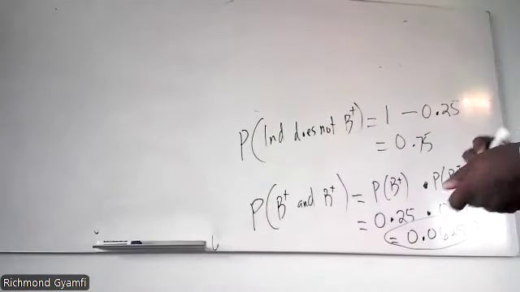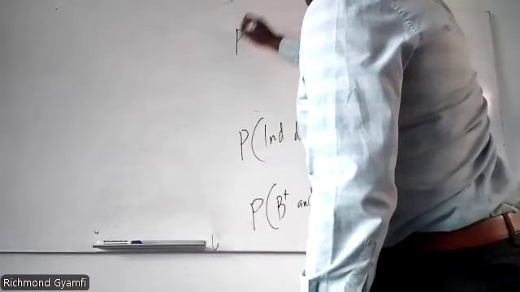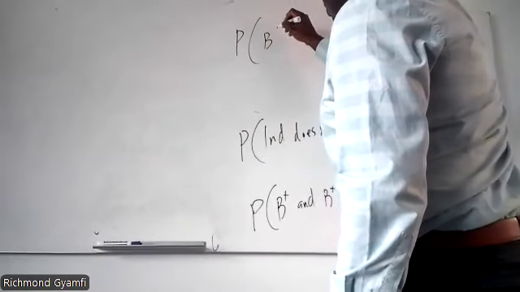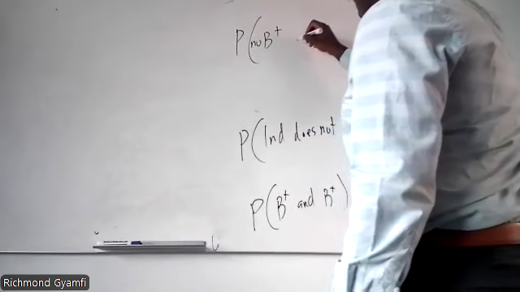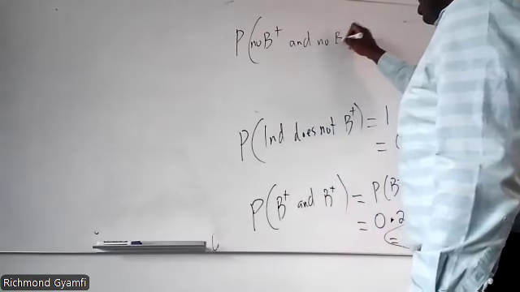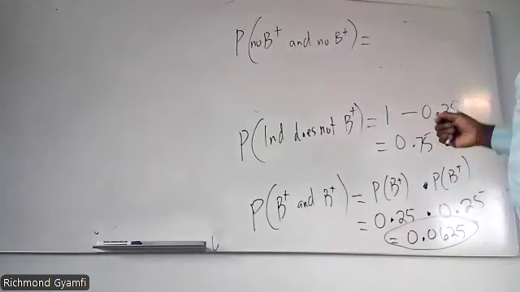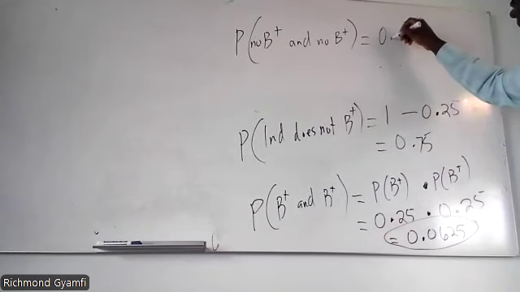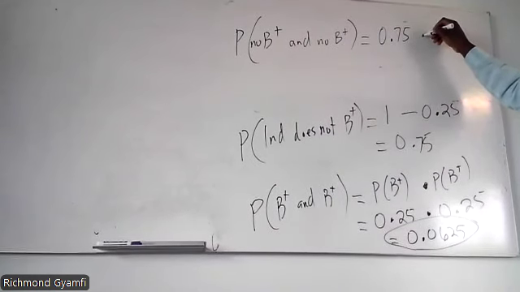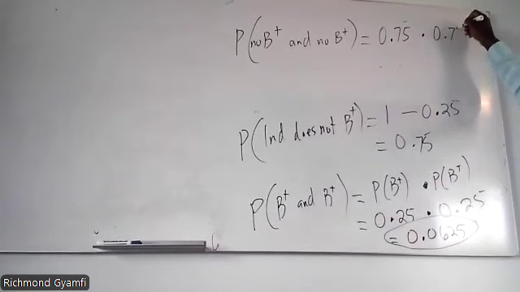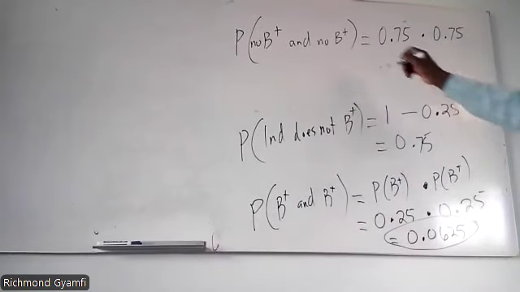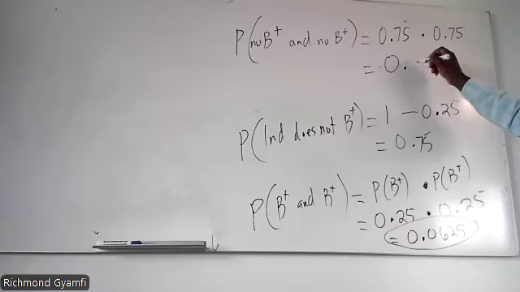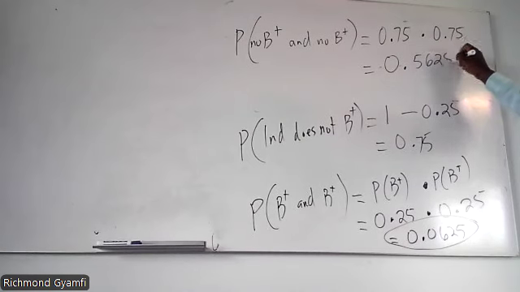D is, what is the probability neither of the people have type B positive blood? So no B plus and no B plus. Here you're going to go back to what we did before, the complement. So it's 0.75 times, because they are independent, you still multiply them, times 0.75. That should give us 0.5625. And that's it.